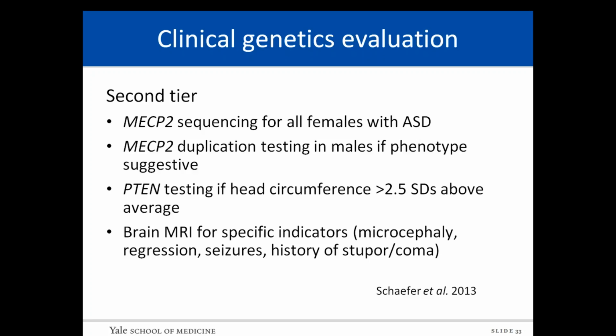PTEN testing, so this is a gene involved in overgrowth syndrome. So in a child with macrocephaly, you can consider looking for mutations in the PTEN gene. And then a brain MRI, again, is not an automatic test, but really a test for if there are specific indicators. So, for example, microcephaly or regression, seizures, etc.